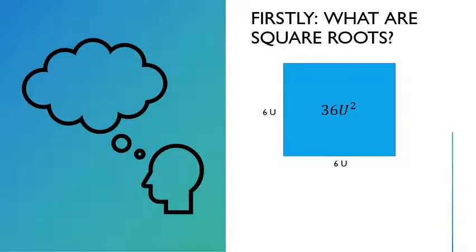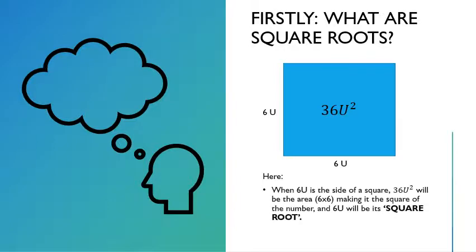In this figure you can see a square which has a side of 6 units and its area is 36 square units. So the observation that can be made here is that 6 units is the square root of 36 square units, and 36 square units is the square of 6 units. This therefore tells us that 6 units is the square root of 36 square units.